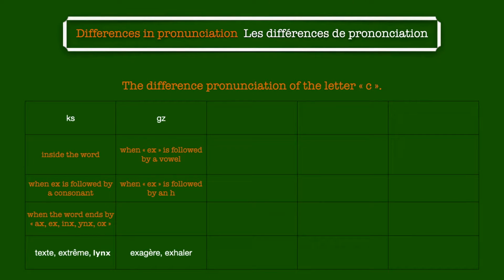Again, another strange pronunciation. This time, there are 2 different situations where we pronounce it that way. First, when X is followed by a vowel, and secondly when it's followed by an H. You can hear it in the 2 following examples. Exagère, exhaler.